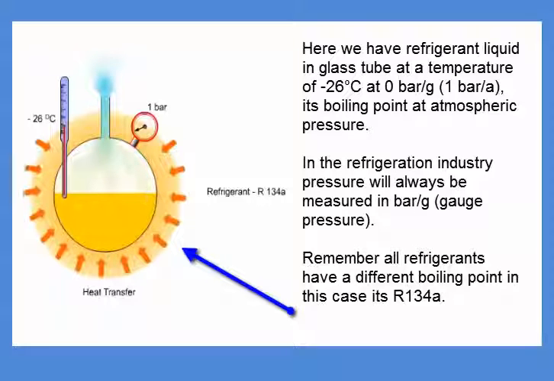Other types of refrigerants will have different boiling temperatures, also called evaporation temperatures. Water, for instance, has a boiling temperature of 100 degrees Celsius at the same ambient pressure as we have here.